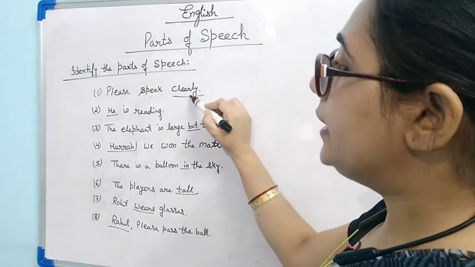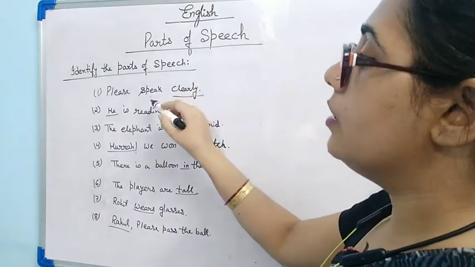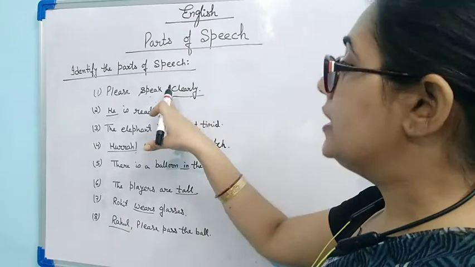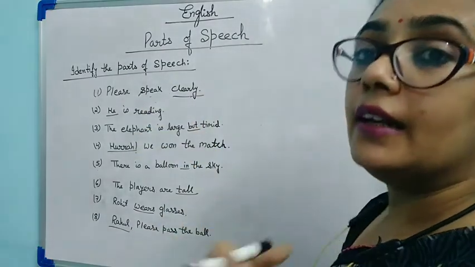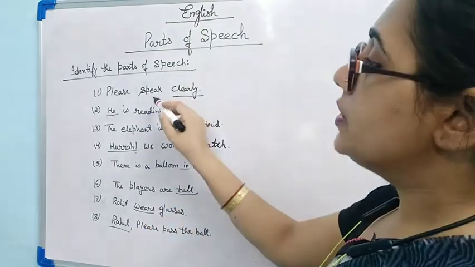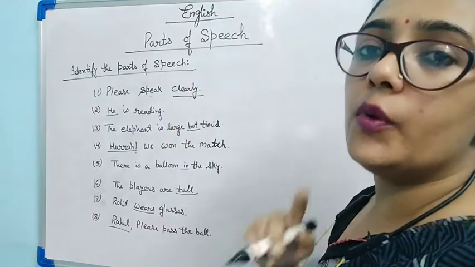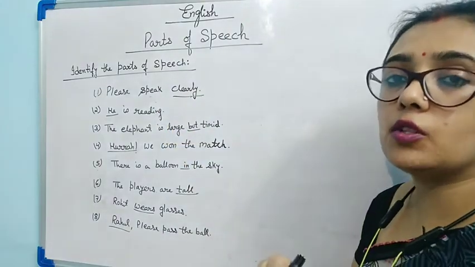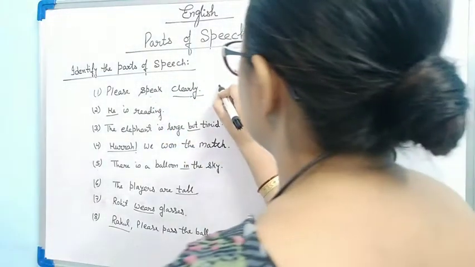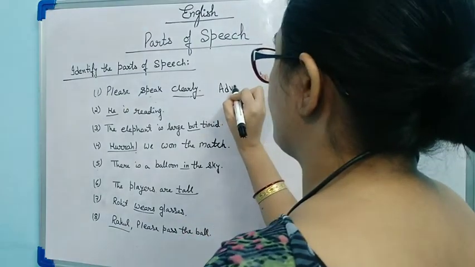How do we know that clearly is adverb? Because see, clearly is modifying which action? Speak. How to speak? Clearly. So speak is verb. The word which modifies verb is called adverb. So clearly is adverb.